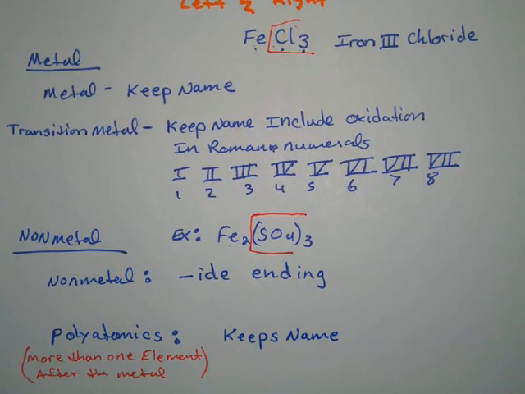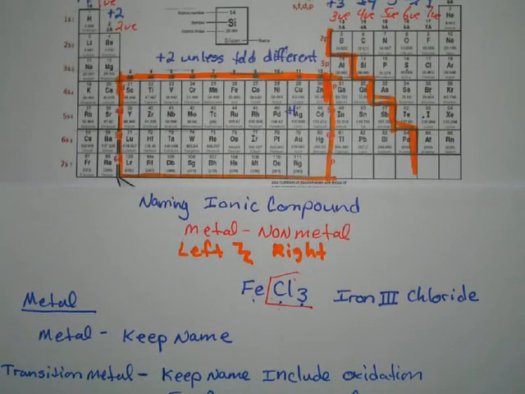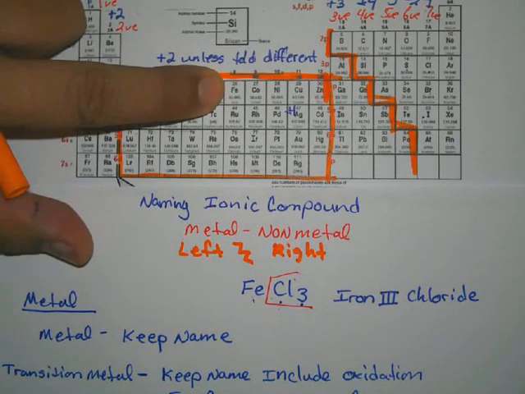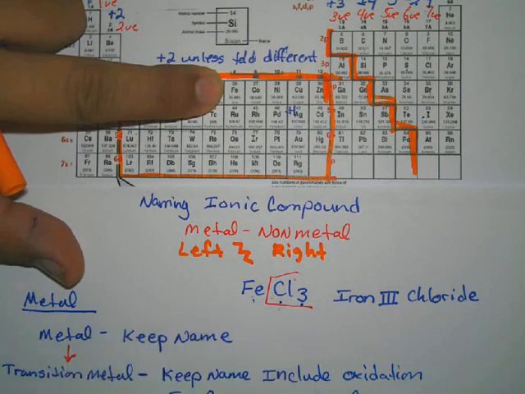So let's name this element right here. So this is a metal. I know it keeps its name. Who is Fe? Fe is right here in the middle. Fe is iron. So metals always keep their name. So I'm going to call this guy iron. Now I'm going to check, is Fe a transition metal? Right? You have to always check if the metal is a transition metal. Is Fe a transition metal? Yes, it is. So I need an oxidation number, right? I need an oxidation number.